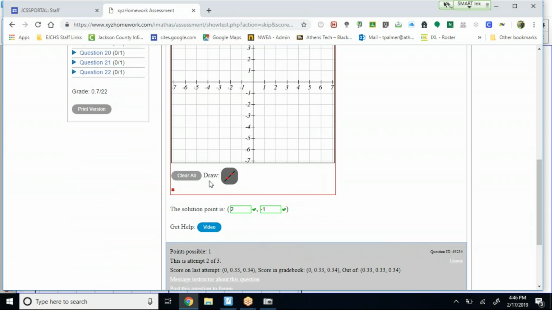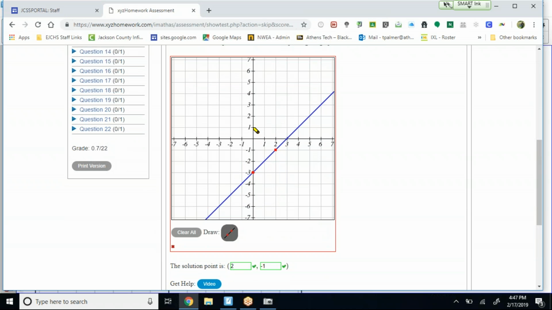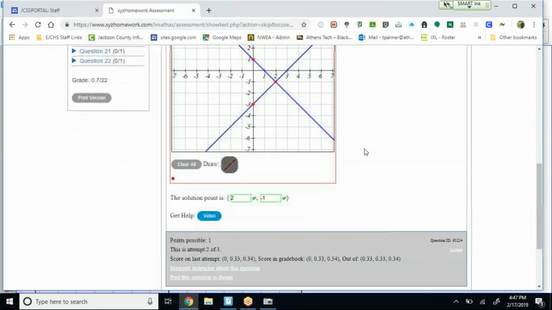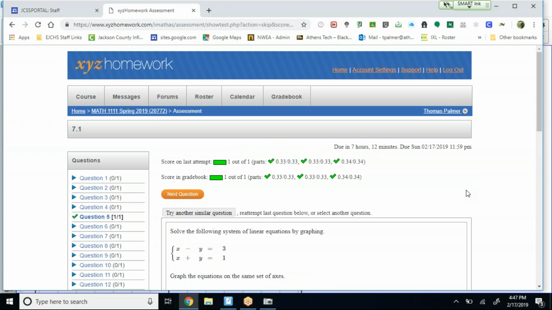But let's see. Yeah, draw. And then here, right? There. I guess you could do that, and then let me submit it now. Yeah, when I do that, then I'm good. So yeah, you got to use the graph. So sorry. All right, so what we got?